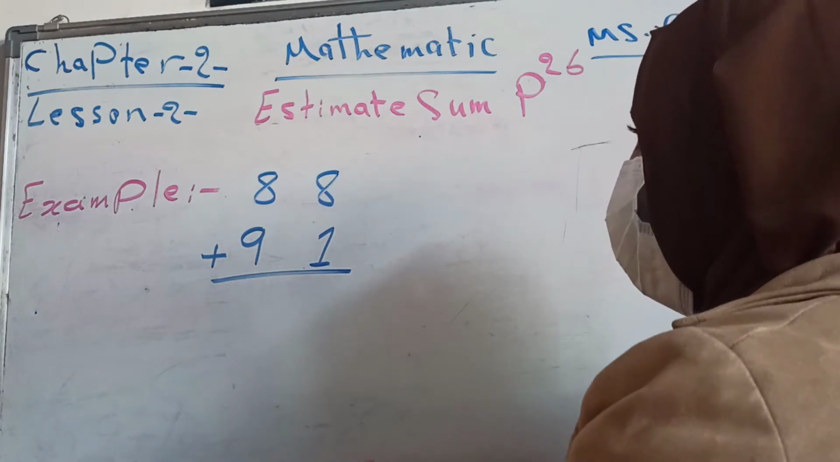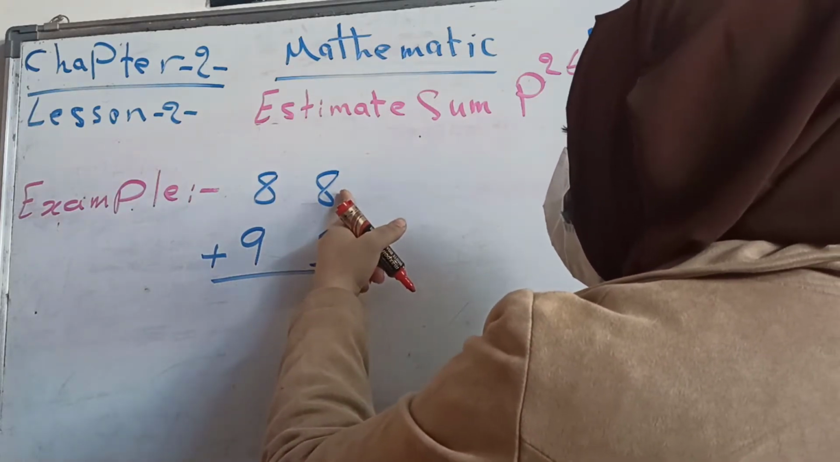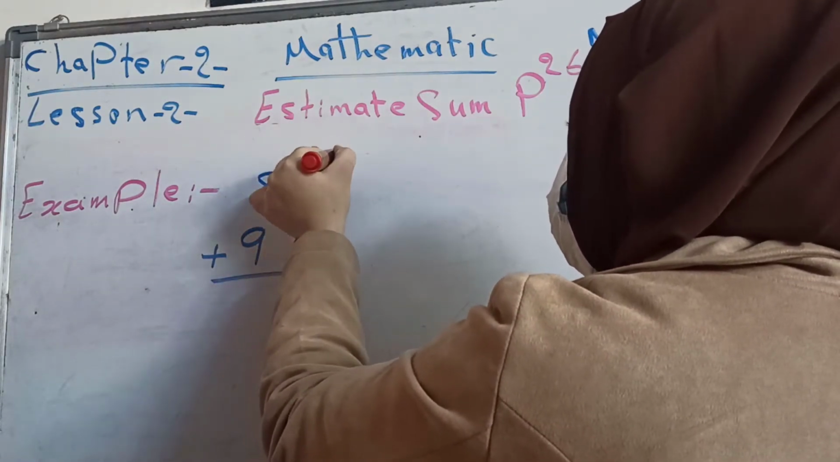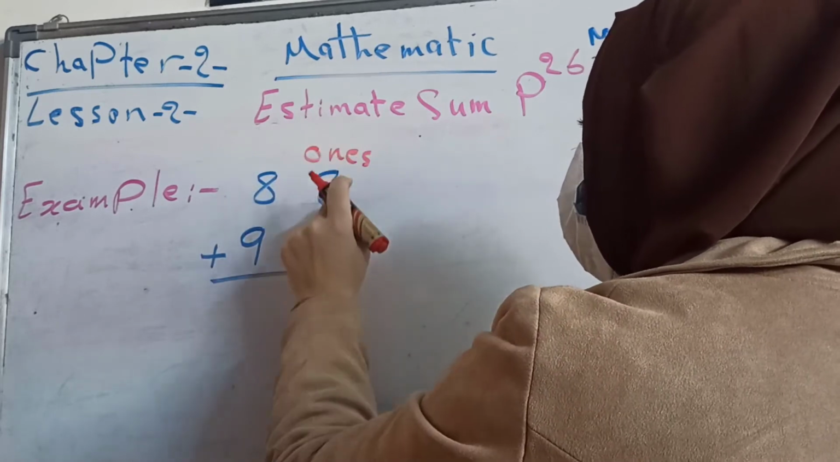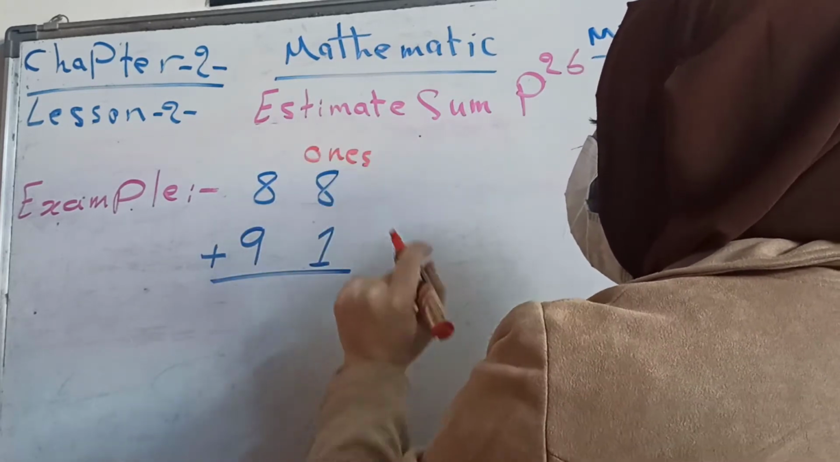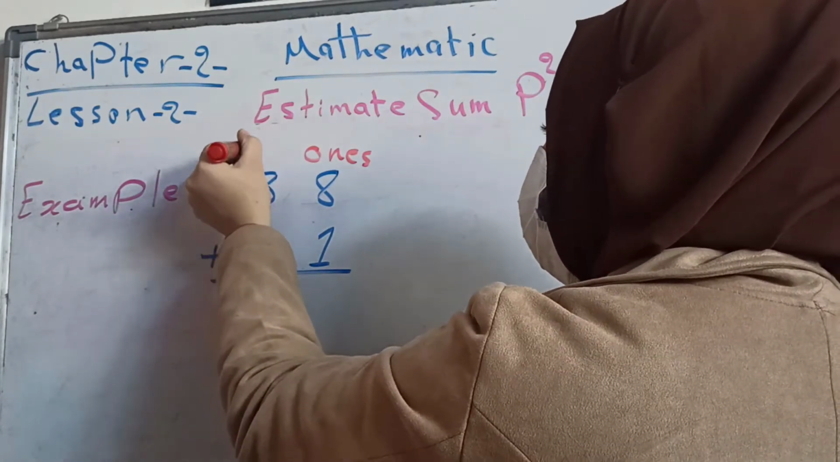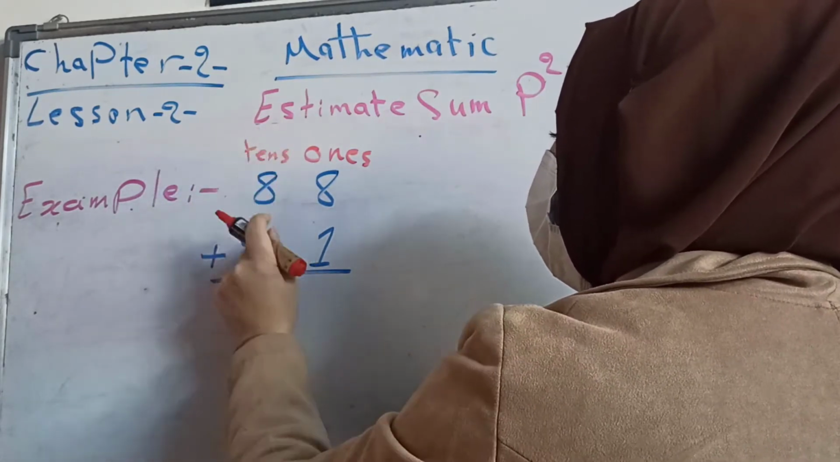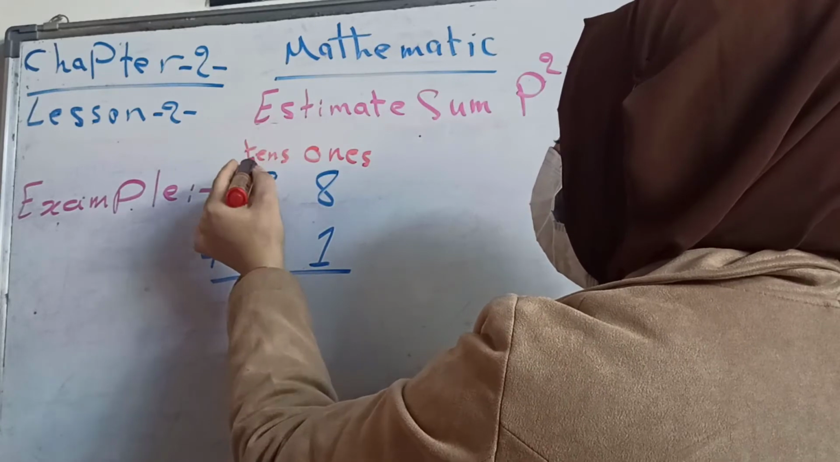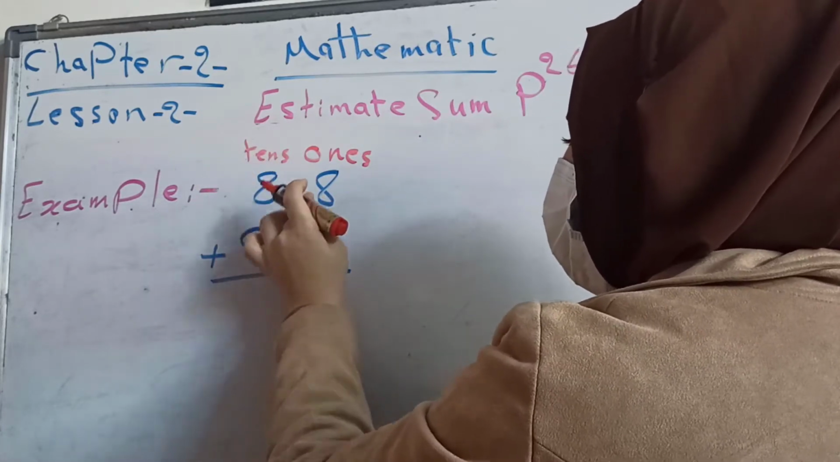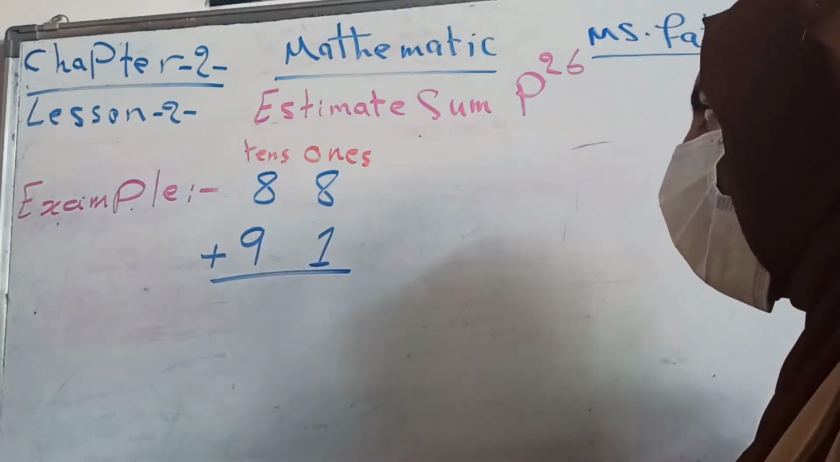First, in 88 we have 8 in ones, and in 91 we have 1 in ones. Now we get to the tens. Here we have 8 in tens and we have 9 in tens. Those numbers are in tens and those numbers are in ones.